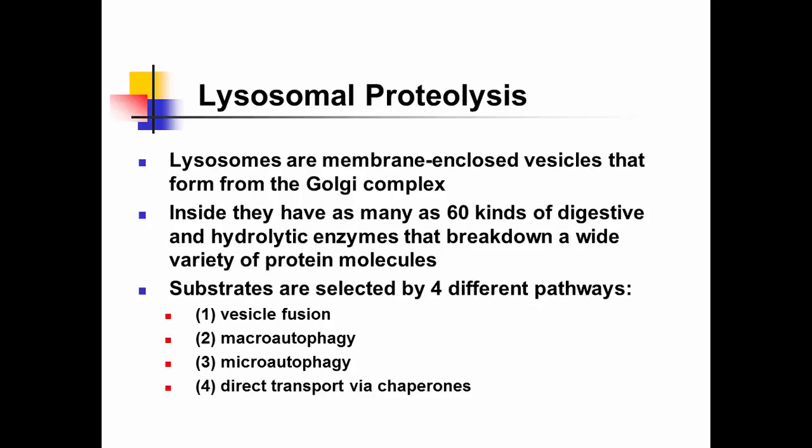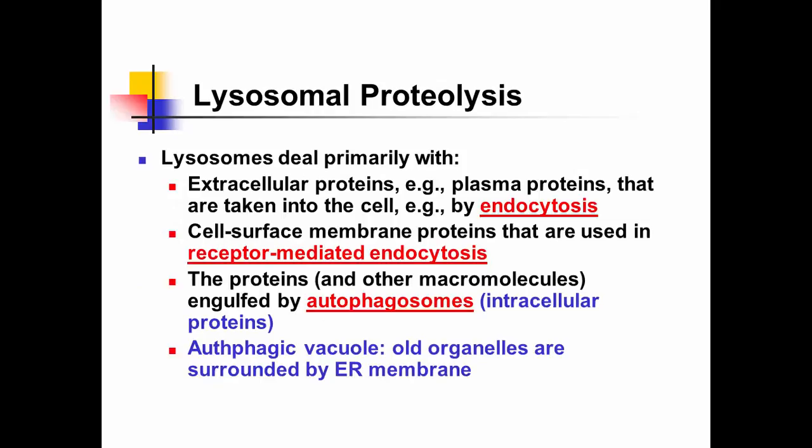And the third mechanism is called microautophagy. Some proteins inside of cells can also be engulfed and then fused with the lysosome. And the last pathway is called direct transport through the chaperone system.